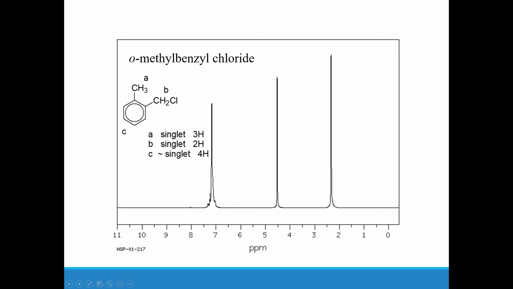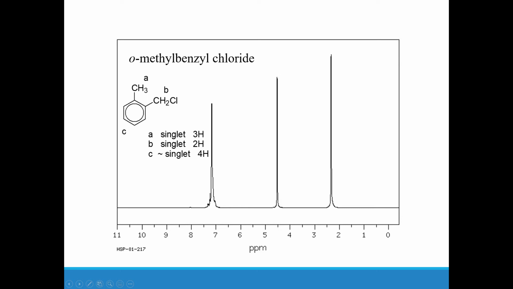All right, so for the next molecule, we have orthomethyl chloride. This molecule has three different signals, A, B, and C. The first thing we want to look at is the benzene ring, because remember, these are sp2 hybridized. So we expect them to be more downfield, around 7. So this peak should be our benzene ring.